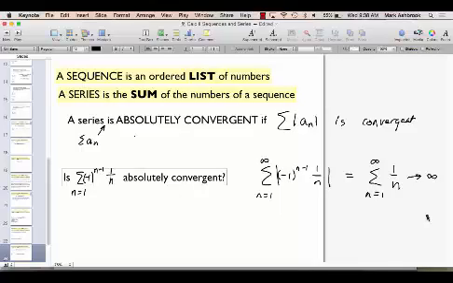So this is then what's called conditionally convergent. It's conditioned on having the alternating effect. The alternating harmonic series is conditionally convergent.